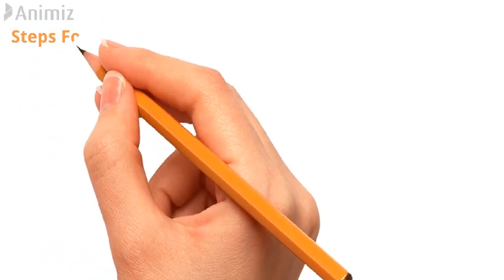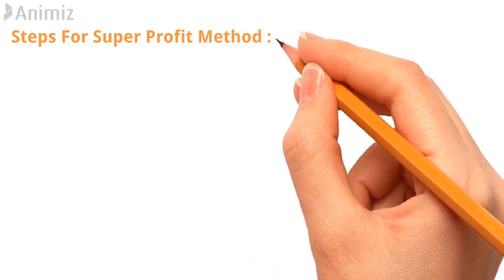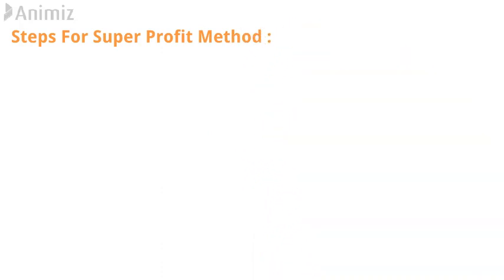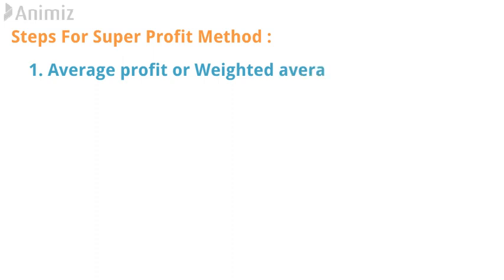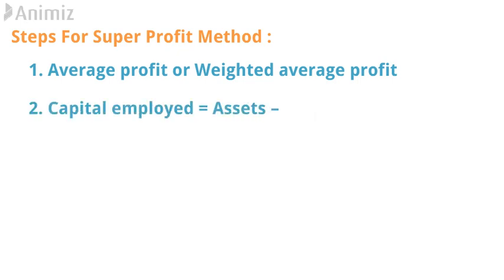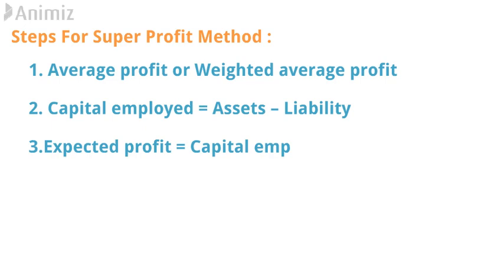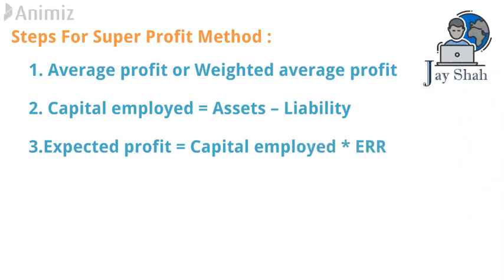Here friends, I am giving you a note. Please note down each and every step for the calculation of goodwill through this method, as it is not as easy as the average profit method and the weighted average profit method. First of all, you need to calculate average profit or weighted average profit based on trends of the profit. The second step, you need to calculate capital, which means assets minus liabilities. The third step is to calculate expected profit, and the formula for expected profit is capital employed into expected rate of return. ERR is always given in the sum.